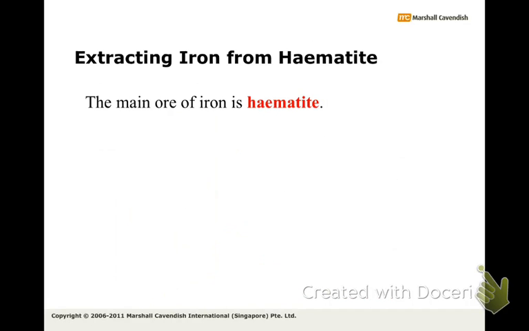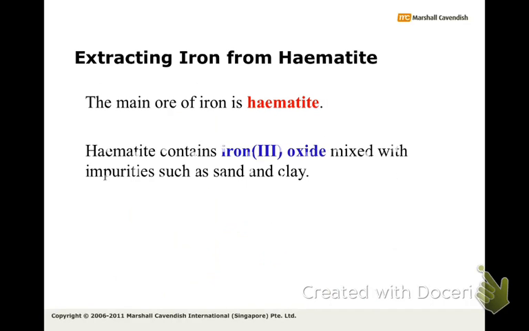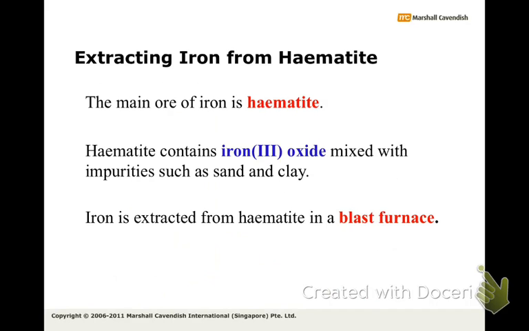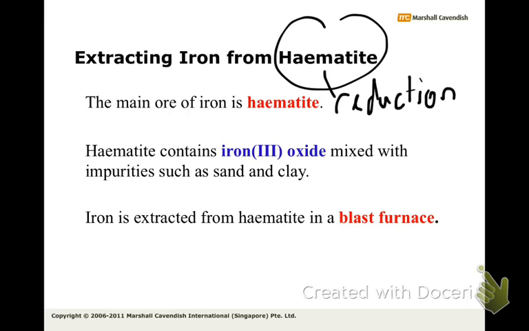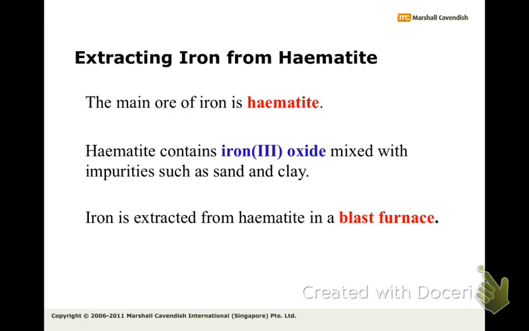Alright, so extraction of iron from hematite. Usually the main ore of iron is hematite. Some of the hematite is of course made out of iron(III) oxide, mixed with other impurities such as sand or clay. And iron is extracted from hematite in a process called the blast furnace. This itself is actually a process of reduction with carbon. If you can recall. Okay, that's about it. So you get it from hematite.